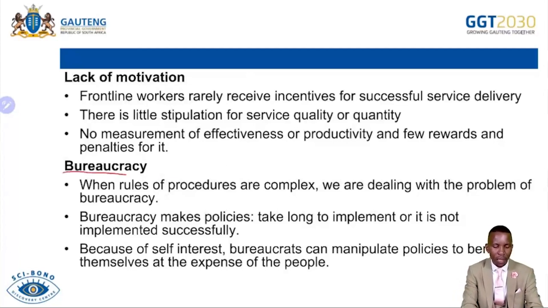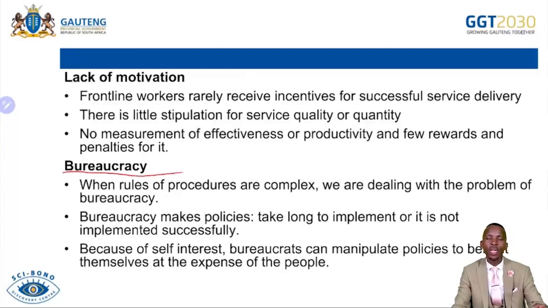And then bureaucracy. In this case, we talk about public officials following policies more than providing public goods and services. When rules of procedure are complex, we are dealing with the problem of bureaucracy. Bureaucracy makes policies take long to implement, or they are not implemented successfully. Because of self-interest, bureaucrats can manipulate policies to benefit themselves at the expense of people.